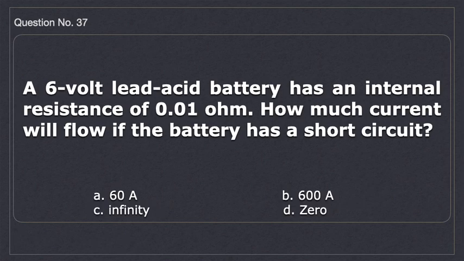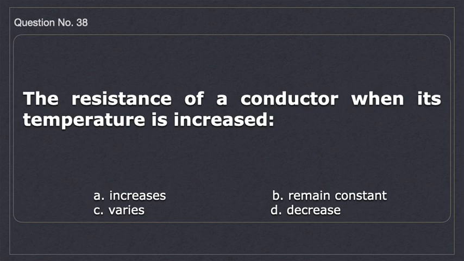Question number 37. A 6-volt lead-acid battery has an internal resistance of 0.01 ohm. How much current will flow if the battery has a short circuit? A. 60 amperes. B. 600 amperes. C. Infinity. D. 0. Answer B. 600 amperes.